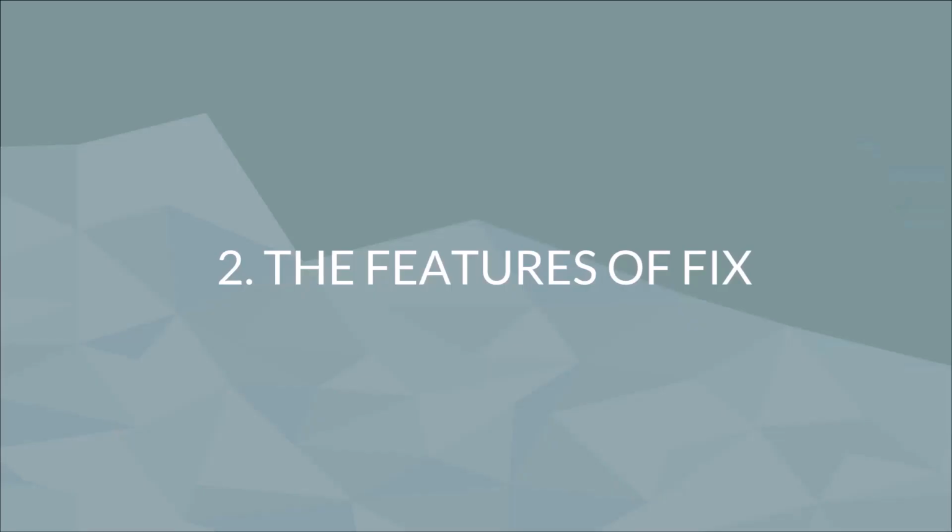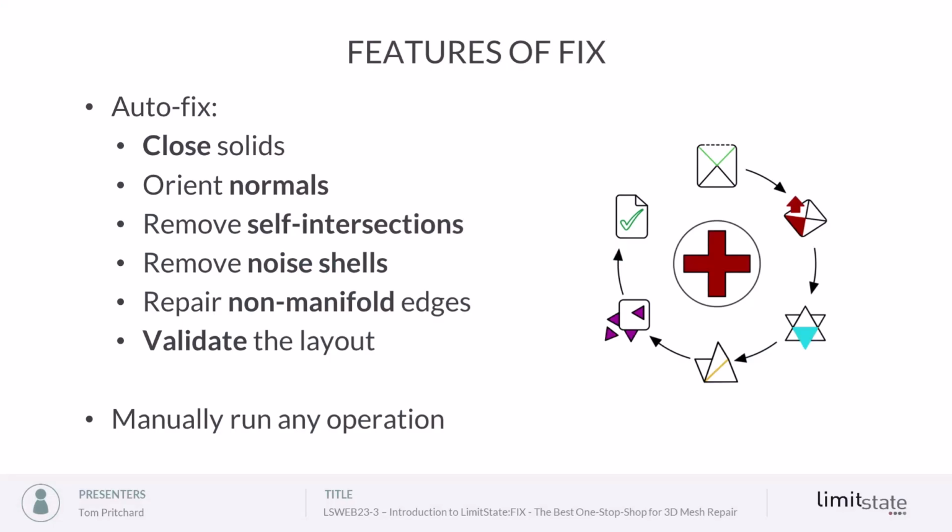A little bit about the features of LimitState Fix. So the bread and butter of it is the auto fix functionality, and this is a single button in the user interface that will take your error-filled mesh and perform all the operations that we have listed here to leave you with a watertight geometry that you can then pass on, for example, to validation or directly to your 3D printer. It will close the solid, orient any of the normals that are out of step with the surroundings, remove self-intersections or noise shells, and it will also repair non-manifold edges before finally validating the layout in the platform volume.